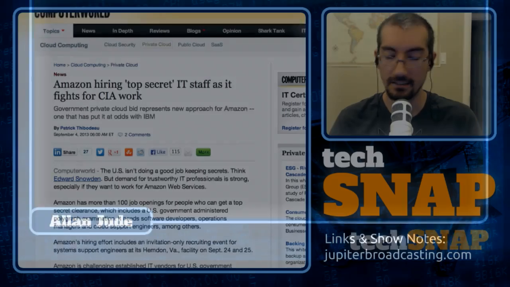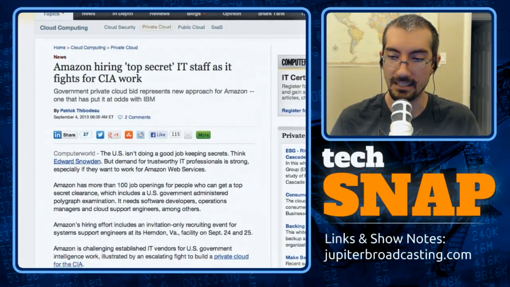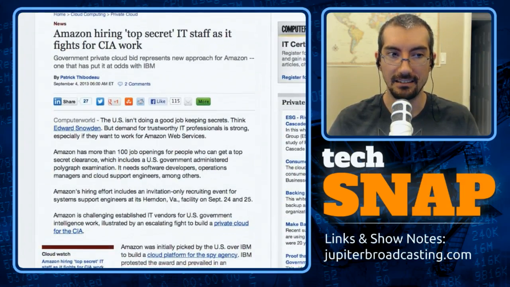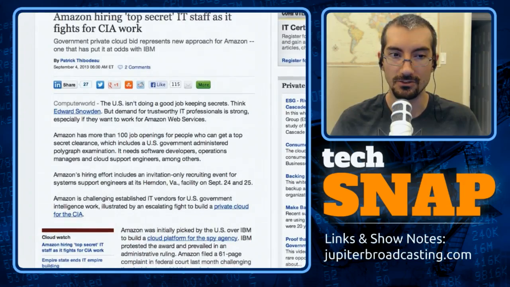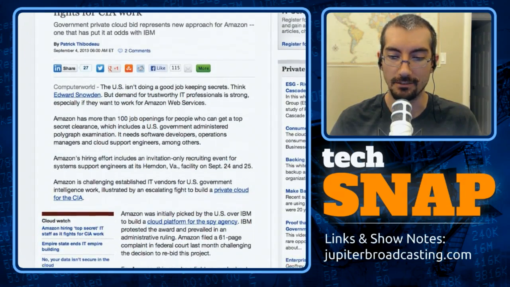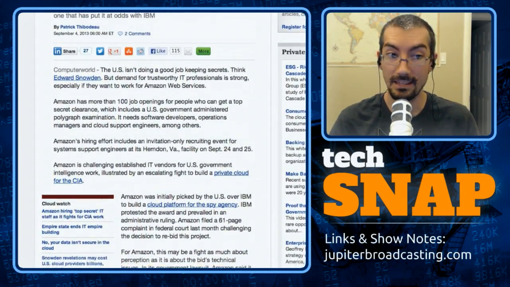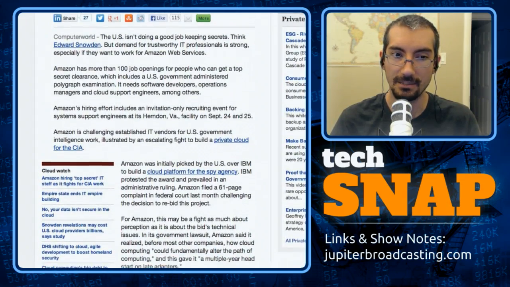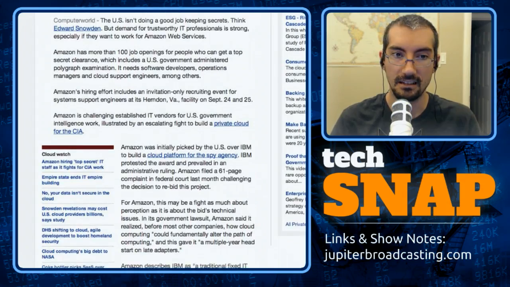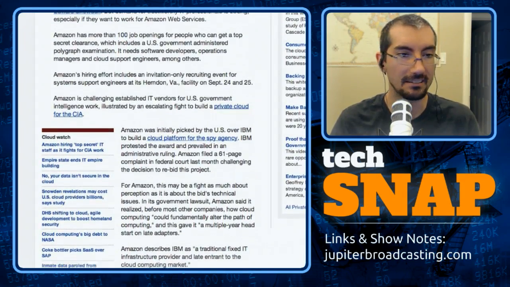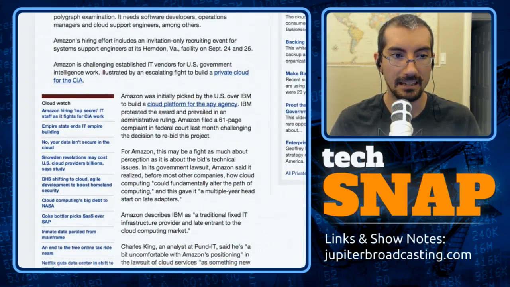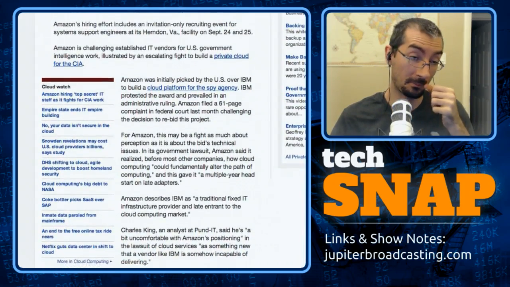Okay. So we had talked about this before. Amazon and IBM had been bidding to build the private cloud for the CIA, and Amazon won, but then IBM filed a lawsuit saying that it was unfair. And IBM won that lawsuit, and so the government's looking at restarting the bidding process and doing it over again. So to make sure they're ready for that, Amazon is starting the recruiting drive.